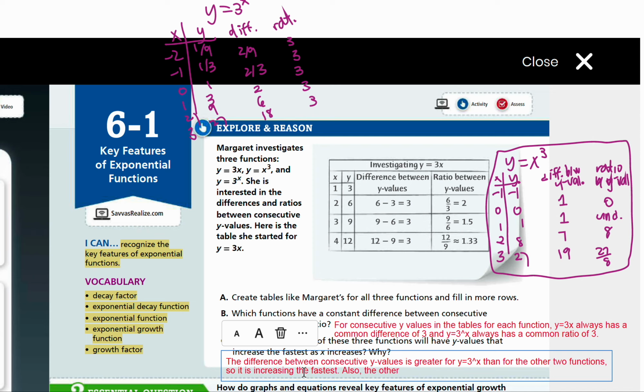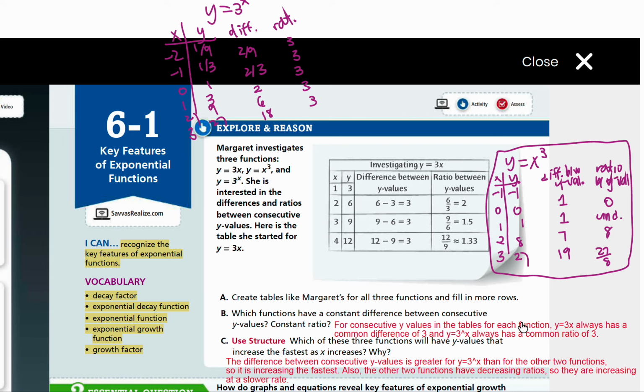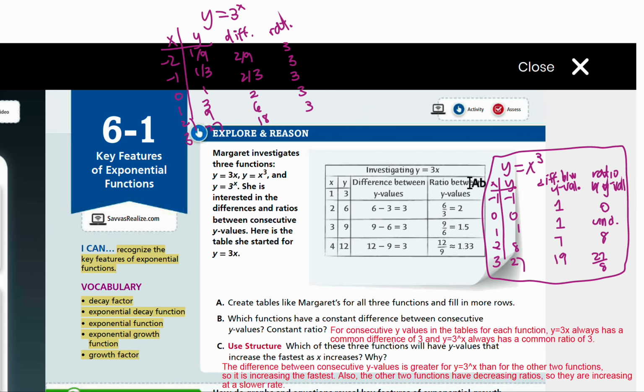Also, the other 2 functions have decreasing ratios, so they are increasing at a slower rate. Yeah. So just by looking at the ratios, you can tell if it's increasing steadily, or if it's increasing at a slower rate, or if it's not increasing.